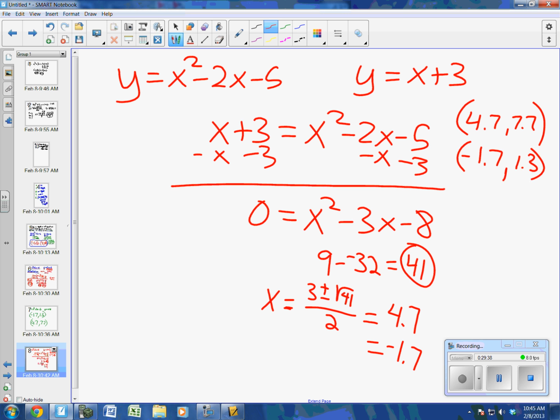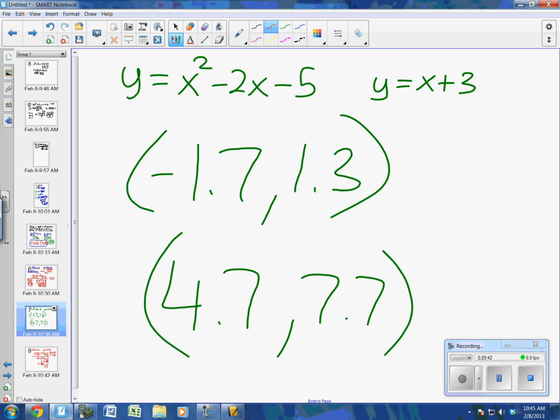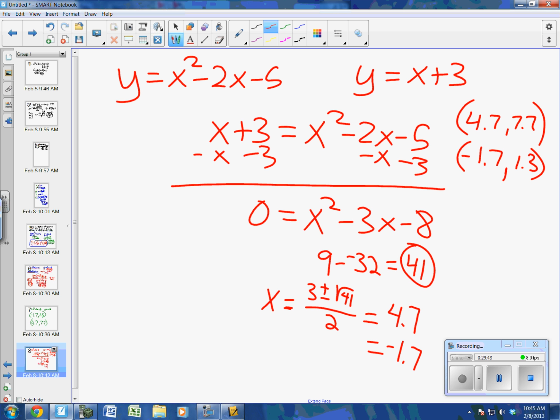Is that what we got on the other ones? Let's check. Yeah, negative 1.7 comma 1.3 and 4.7 comma 7.7. There's our answers. So that's the algebraic method right there of doing that. Okay? Why did you divide by 2? 2 times a. A is 1.